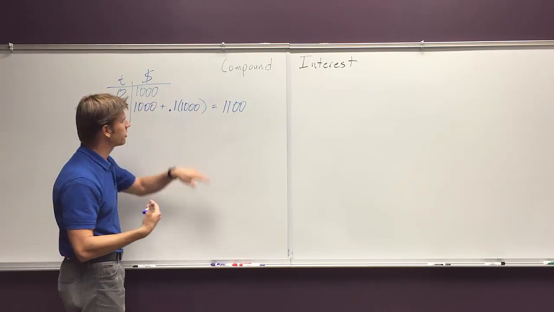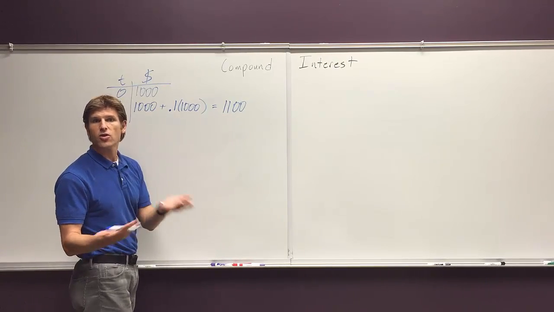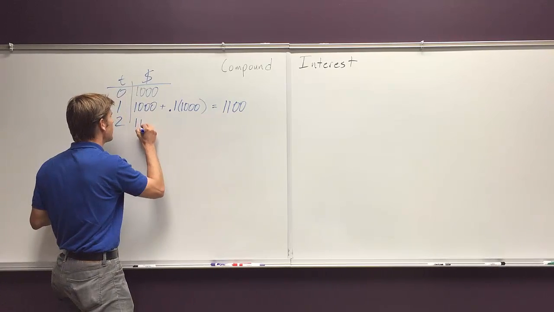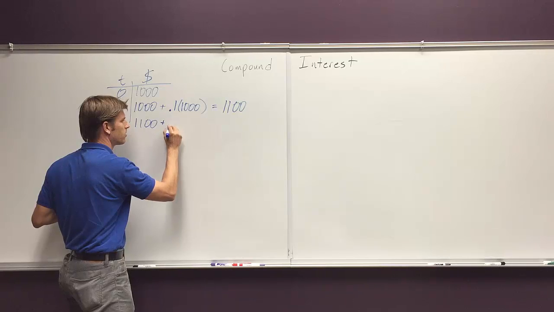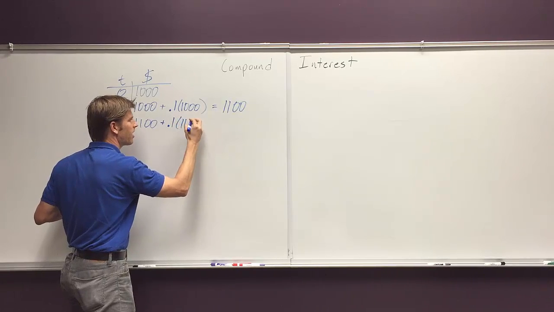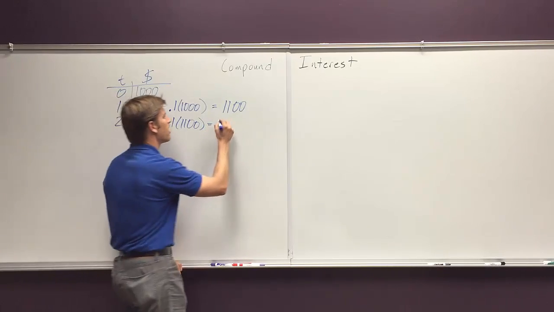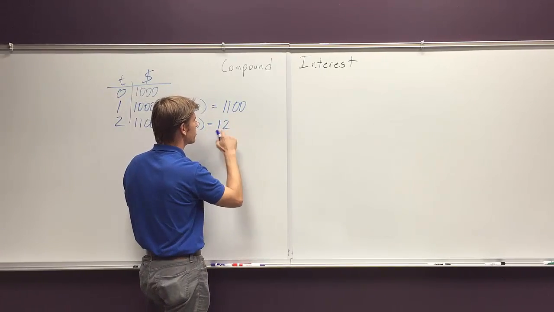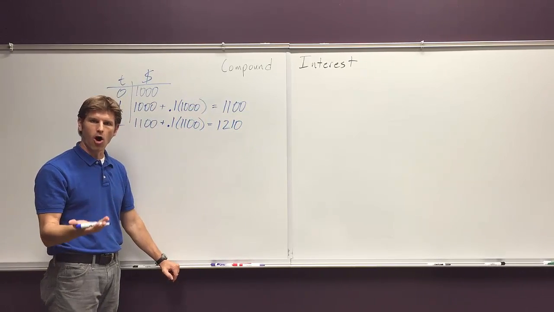How would you do it if you were going to get 10% interest the second year? Well, here's the catch. The second year, you wouldn't be getting interest on $1,000 because you have $1,100. So you'd get your $1,100 back, plus you'd get 0.1 times $1,100. That would be ending you with $1,210 because you're getting interest on your interest.